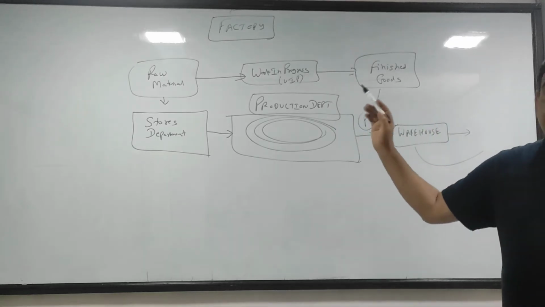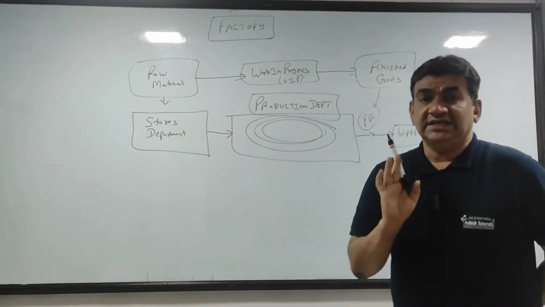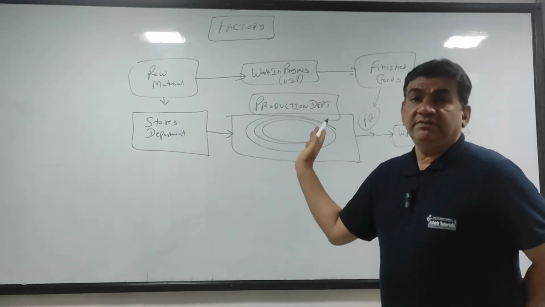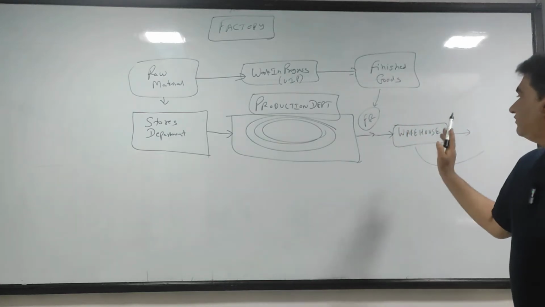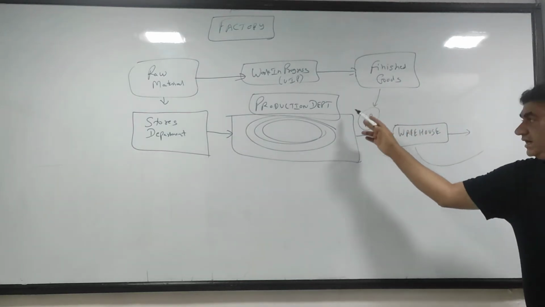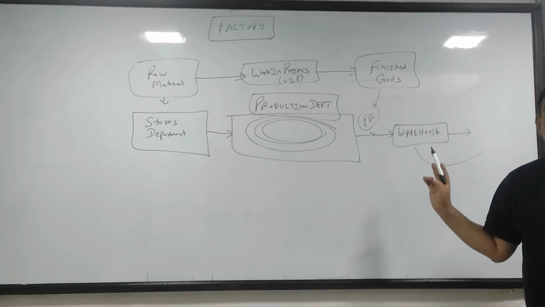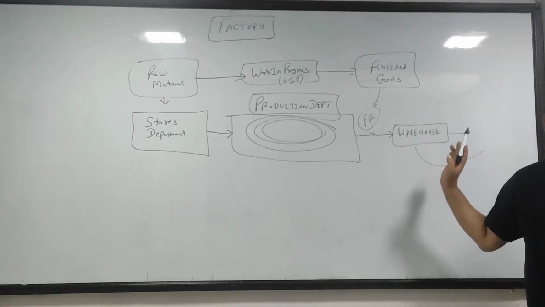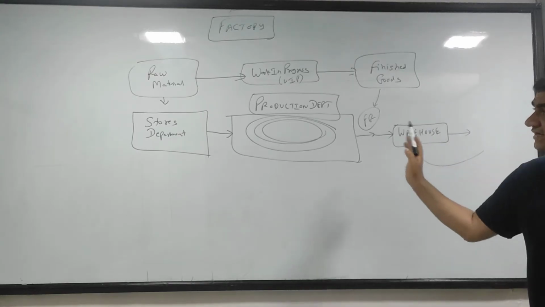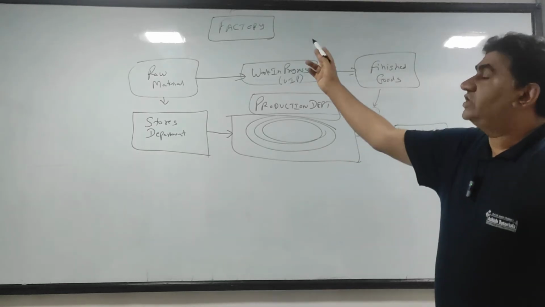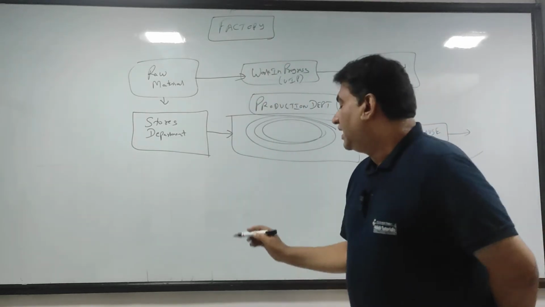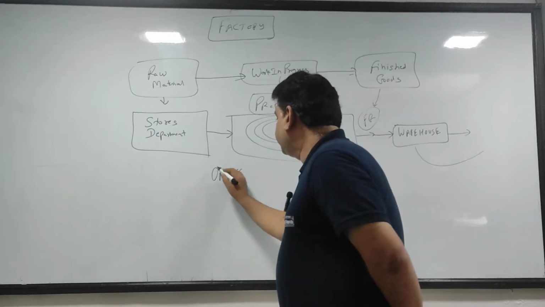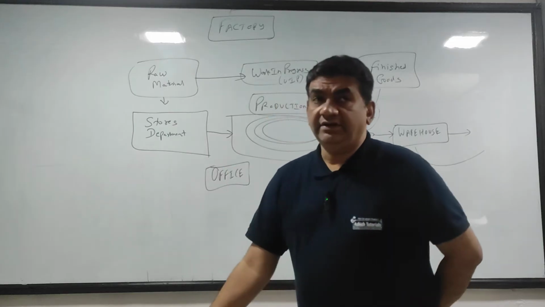So the store department is a department where raw materials are kept. Production department is a department where the production process takes place. Warehouse is the place where प्रोडक्शन डिपार्टमेंट में से जो फिनिश गुड्स प्रोड्यूस होता है वो जाता है वेयरहाउस में, और वेयरहाउस से it is for sale. Now in addition to this, what I explained to you was pure factory transactions. Apart from factory you also have an office.